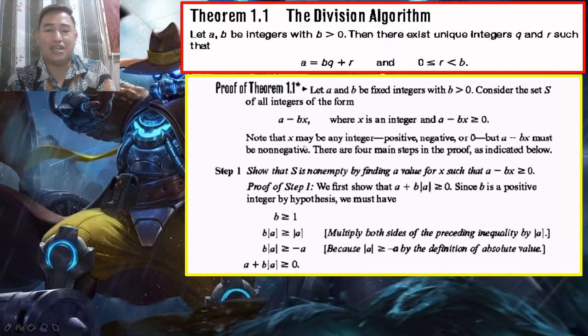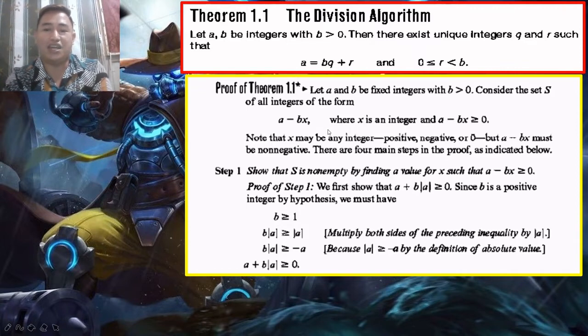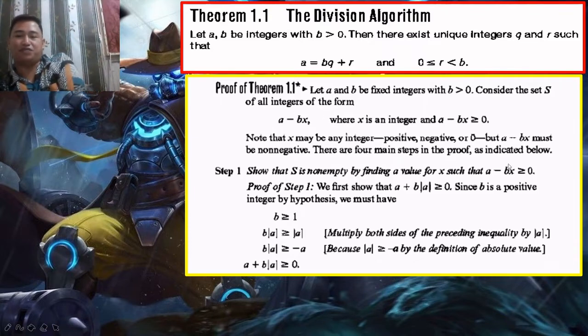Okay. Note that x here may be any integer. So, pwede siya positive, negative, or 0. But ang a minus bx must be non-negative. Okay, dapat ang kanilang difference should be greater than or equal to 0, since b is positive. Okay. So, there are 4 main steps in the proof as indicated below.